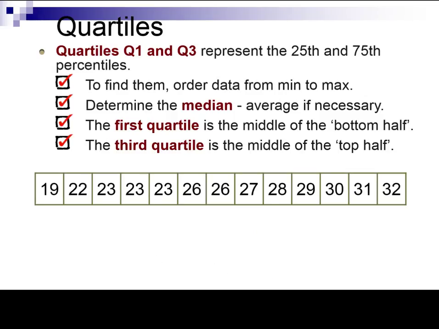Okay, so here's my data set. The first thing I need to do is to find the median, the middle, right? So, bam, it's right there, it's 26. Then I'm going to find the middle of the bottom half, which is right between 23 and 23, which happens to be 23. And then I'm going to find the middle of the top half, which happens to be 29.5. Why? There's 2 numbers in the middle, so I'm going to take the average of those 2.